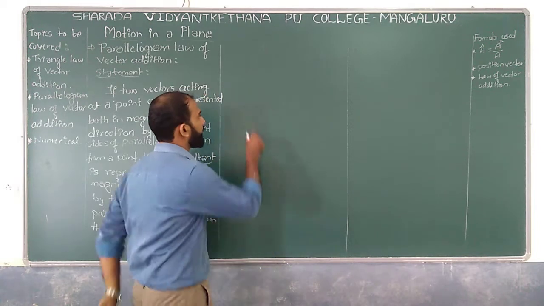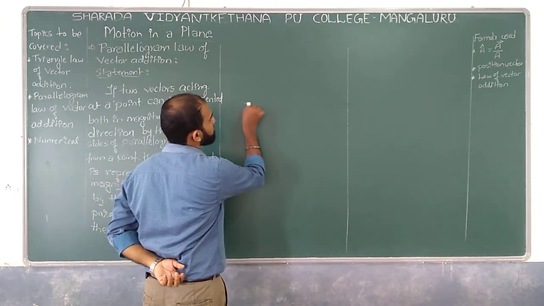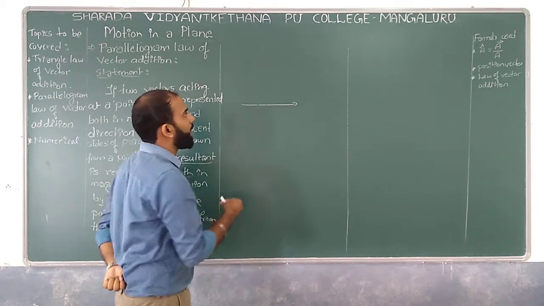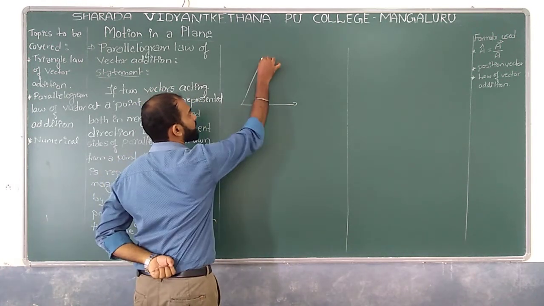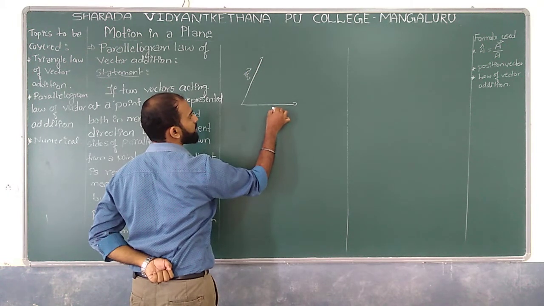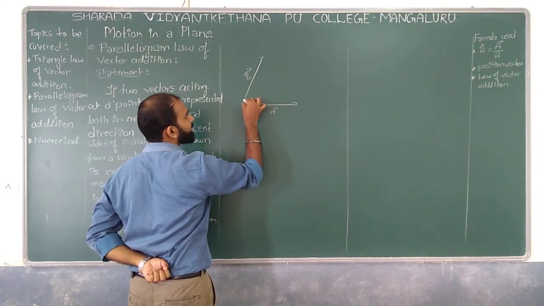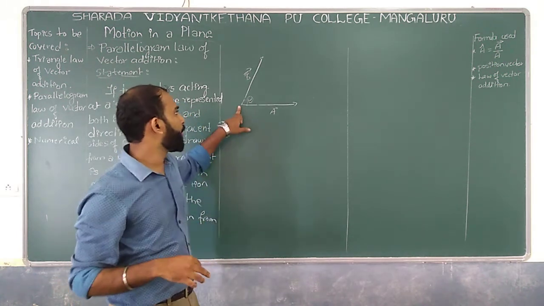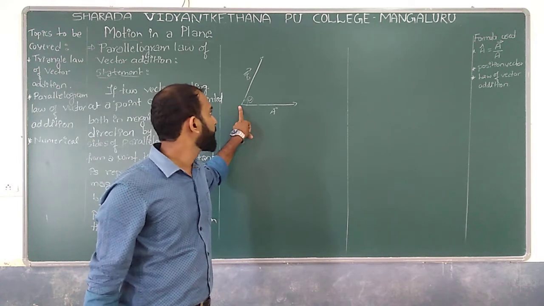There should be 4 sides, in the sense, let us take initially the two vectors. Let us say the vector A somewhat like this. This is vector A, and this is vector B, which makes an angle theta with respect to A at this particular point.